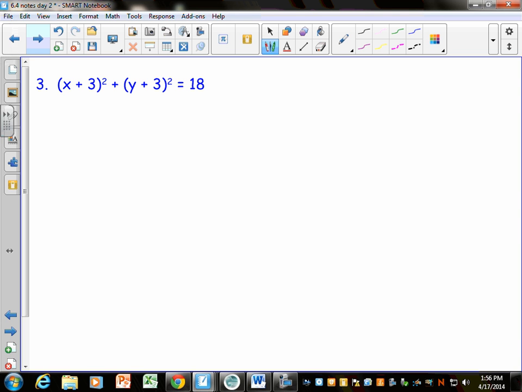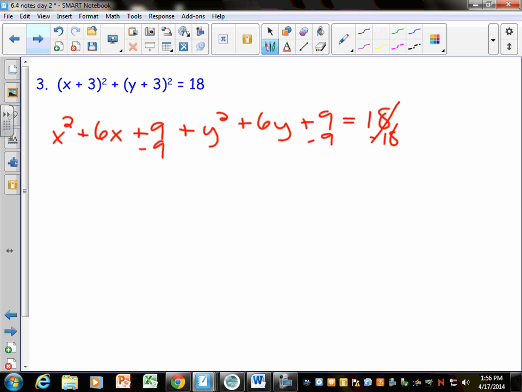Remember when you FOIL this, that it's not just x squared plus 9, right? There's a middle term there. x squared plus 6x plus 9 plus y squared plus 6y plus 9 equals 18. With me on that? And it works out really well that the 9 plus 9 is 18. So is that going to just subtract and cancel out with the other number over there? So I get minus 9 minus 9 minus 18. I'm left with x squared plus 6x plus y squared plus 6y equals 0.